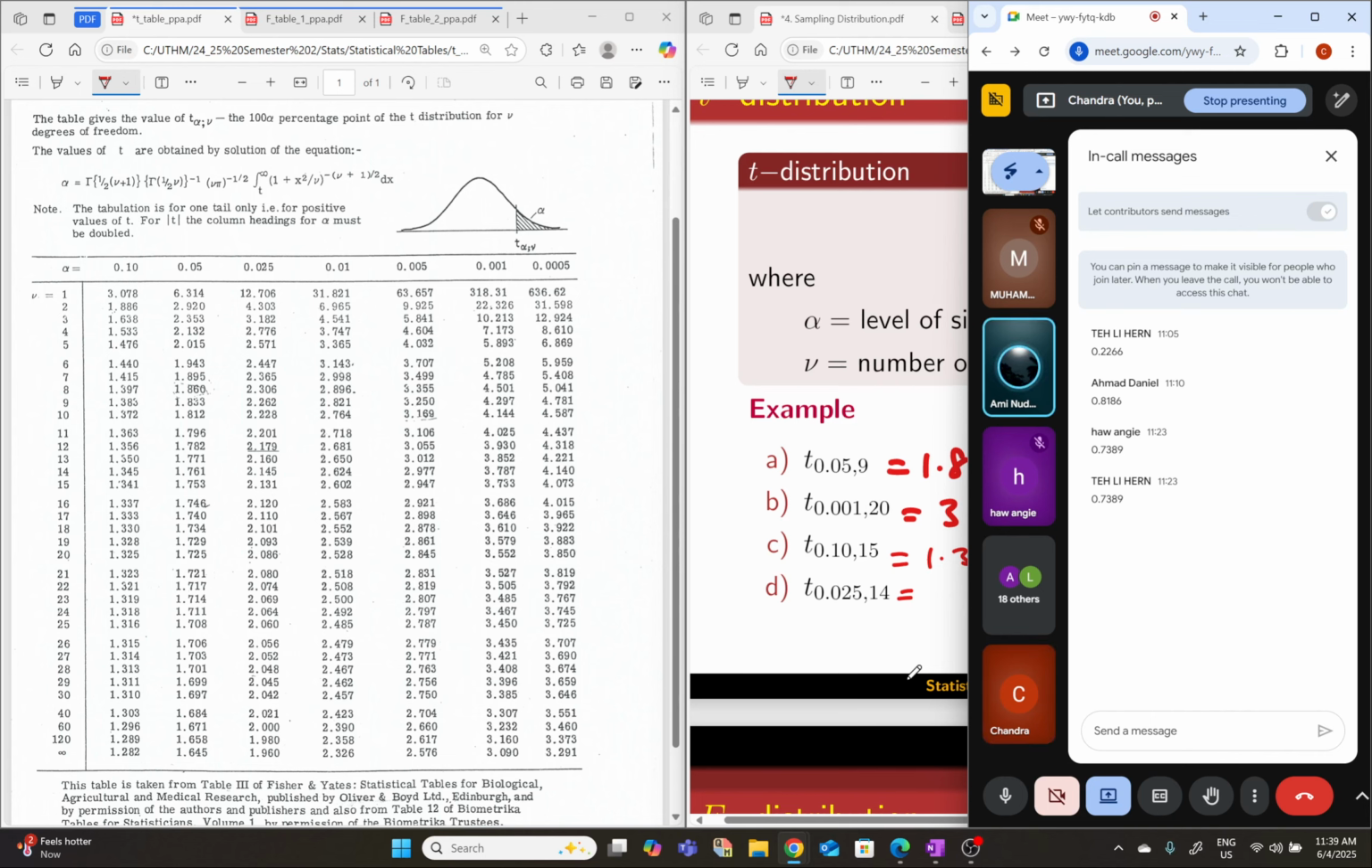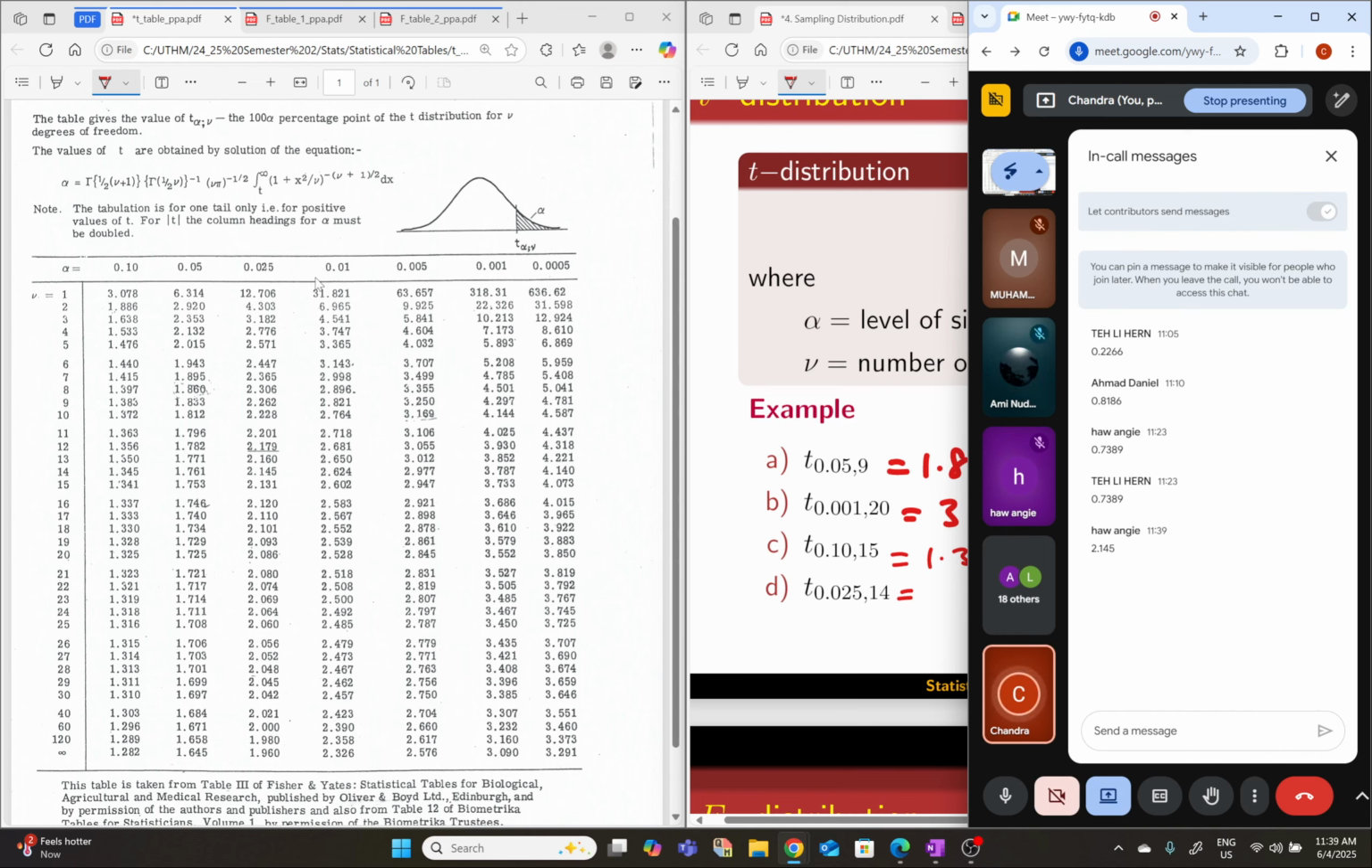Two point one four five. 2.145. Yeah, 2.145. Very good, Angie and Dean. Earlier the one who answered was Aminuddin, right? Yeah. Okay.